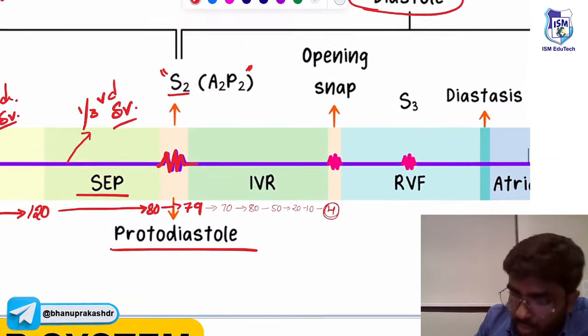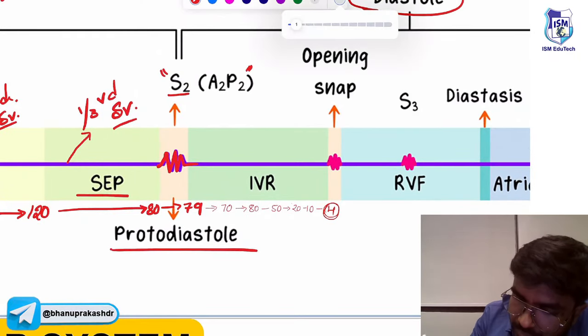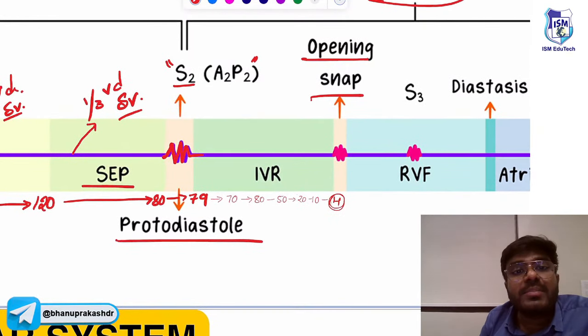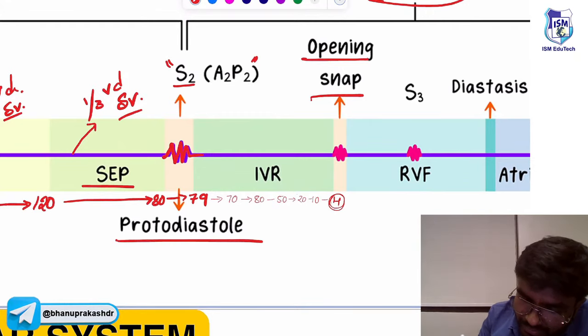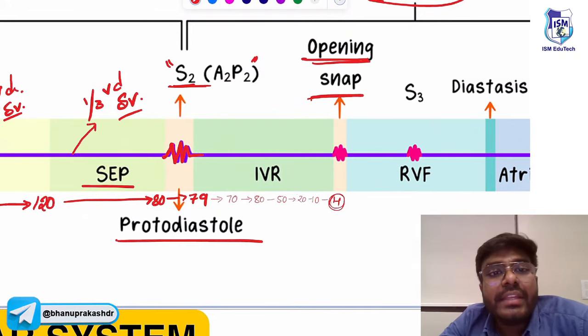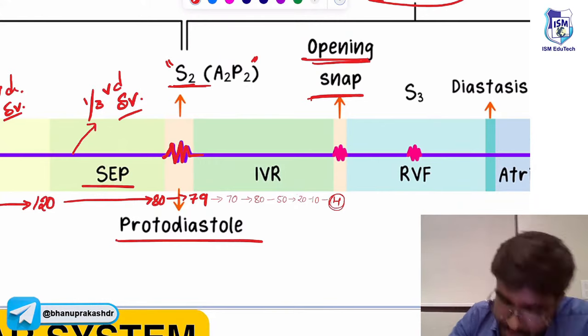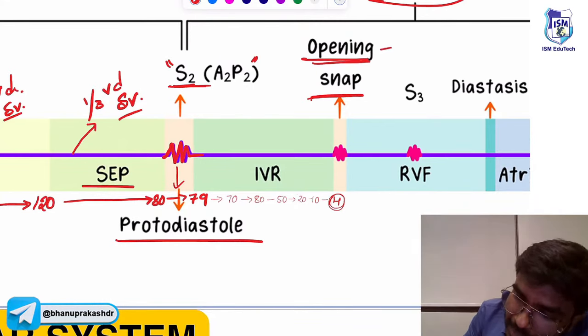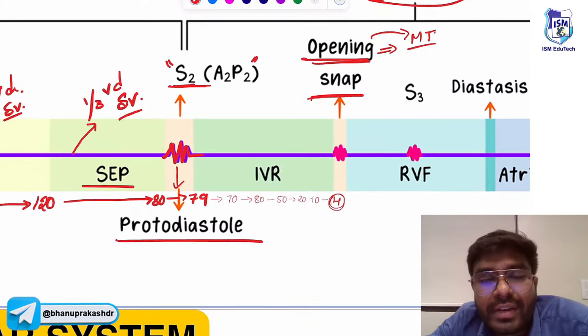When the atrial pressure is more, immediately what will you hear? You are going to hear the opening snap. See, now the opening snap is heard. So tell me, isovolumetric relaxation is present between which two heart sounds? S2 and opening snap. S2 is heard during which phase? Protodiastole. Opening snap is because of what? Opening of the mitral valve and tricuspid valve.